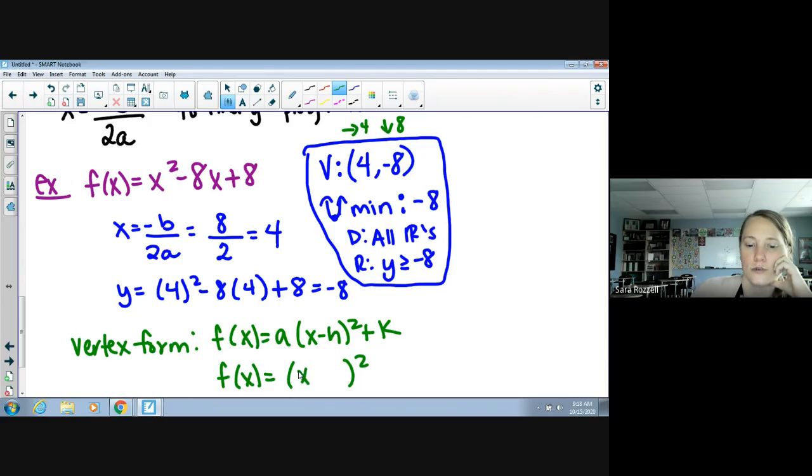X minus 4. Yep, I'm seeing those hand motions. And if I want it to go down 8, what needs to be after the fact? Minus 8. Good. So do you see how we took it? Once you know the vertex and know how it needs to shift, you can easily rewrite it in vertex form.